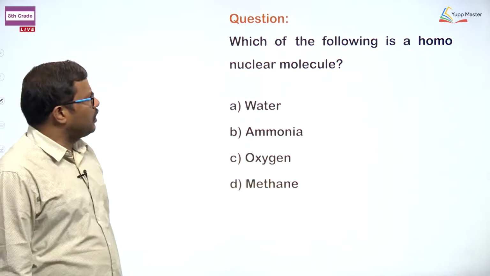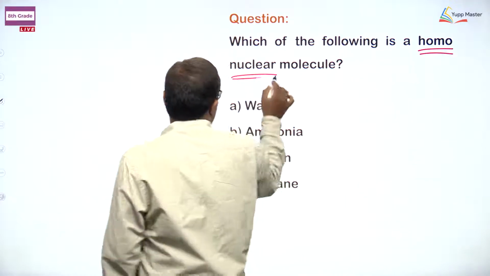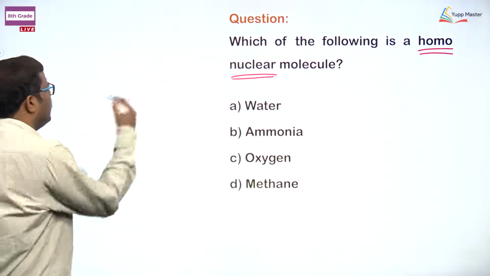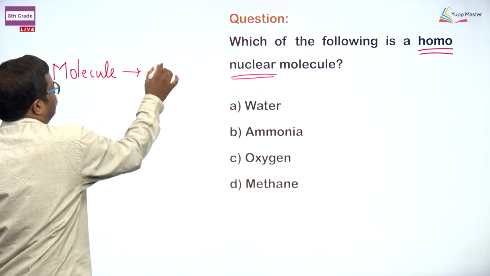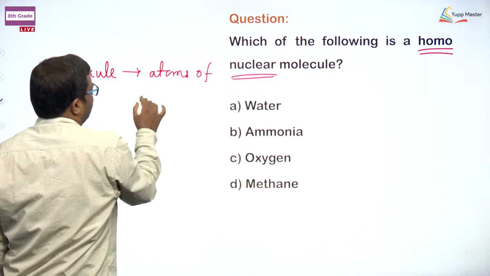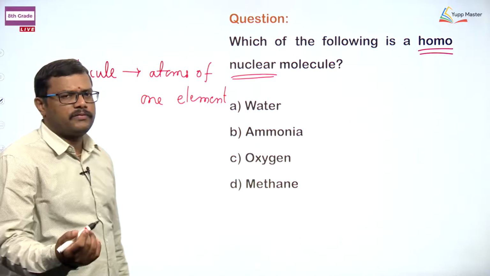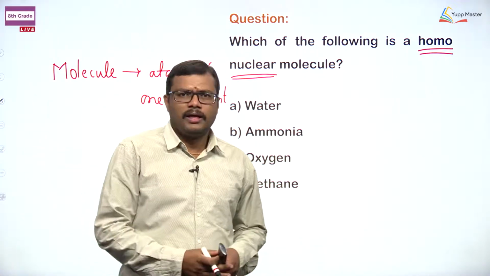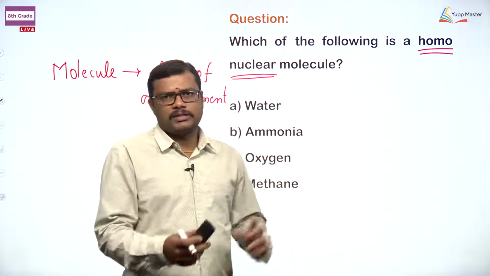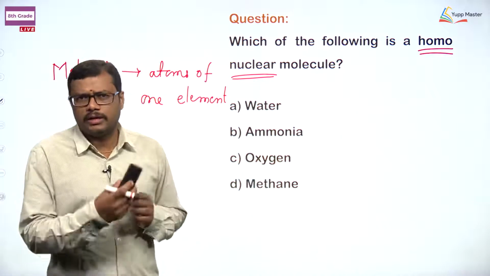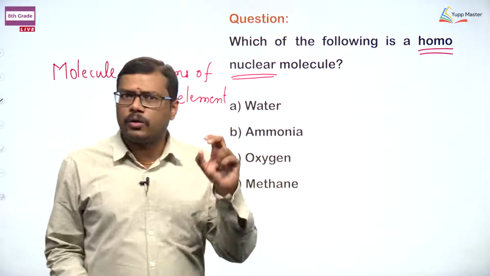Next one, which of the following is a homonuclear molecule? What do you mean by homonuclear? Here the nucleus is homo, that is to say it is a molecule that is formed by the combination of atoms of one element only. When atoms of one element combine together, they result in the formation of a homonuclear species. Whenever atoms of different elements combine together, we always get a heteronuclear molecule. So, they are asking to identify the homonuclear molecule.